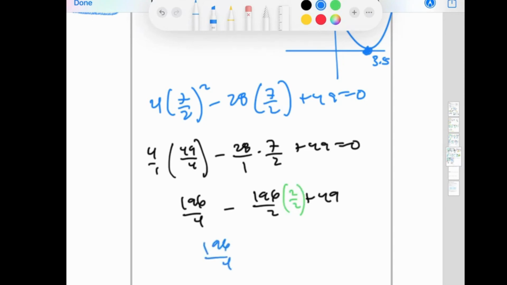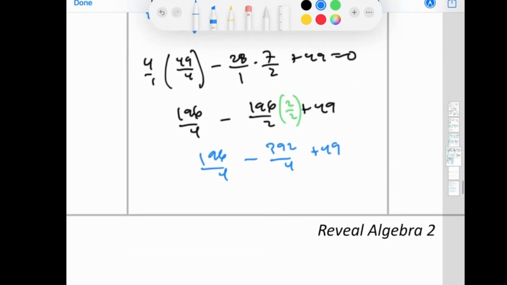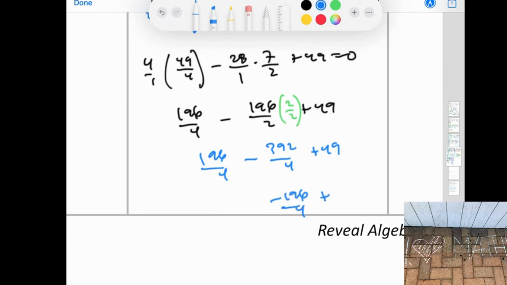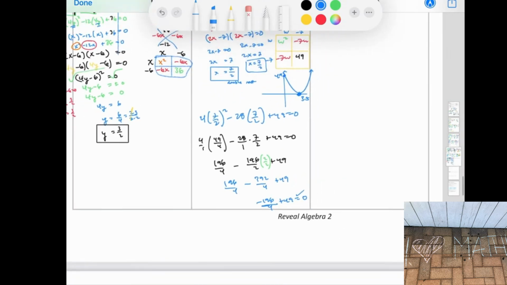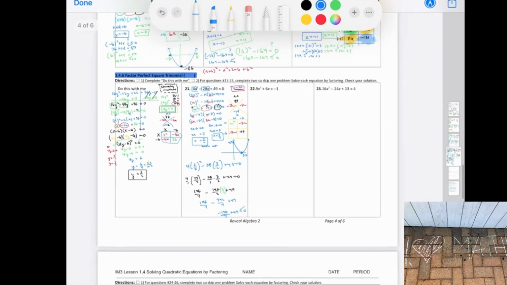196 over 4 minus 196 times 2 is 392. And 196 minus 392, and that's negative 196. Divided by 4 gives me negative 49, which equals 0.